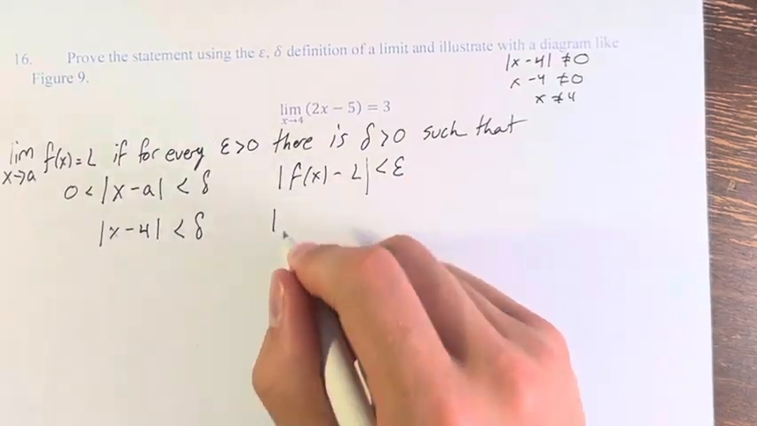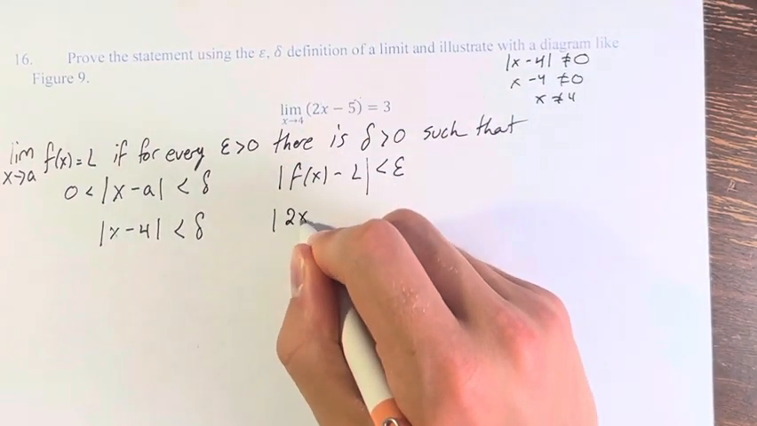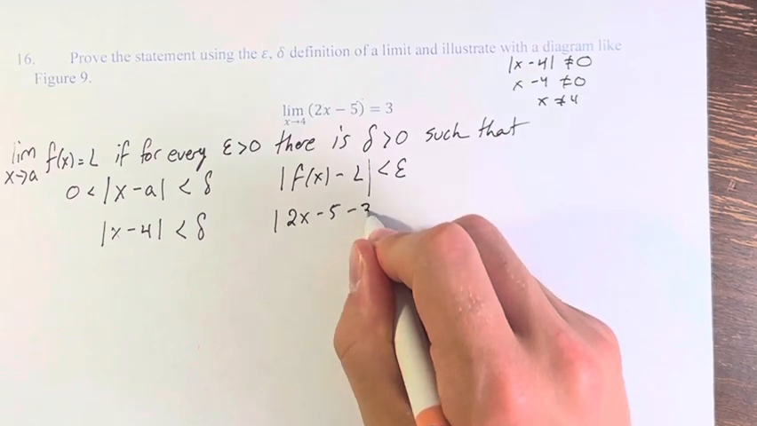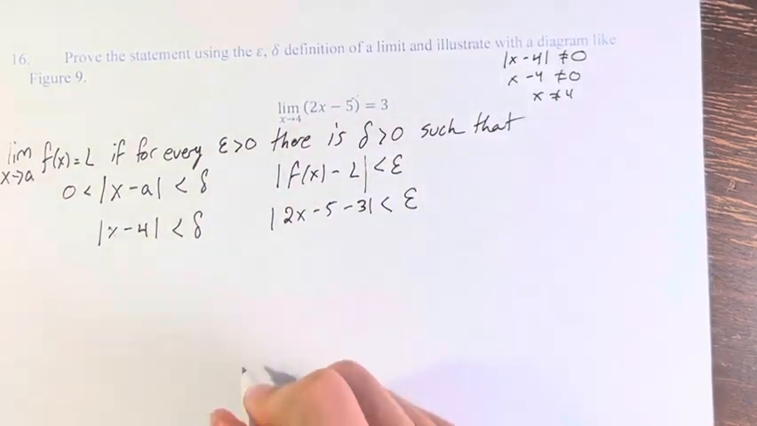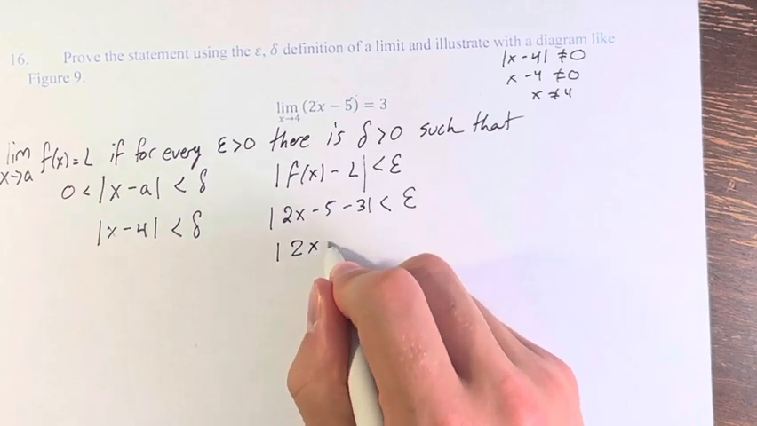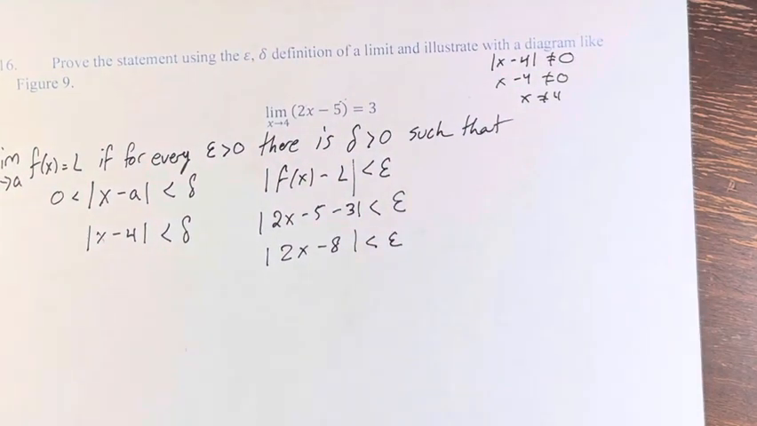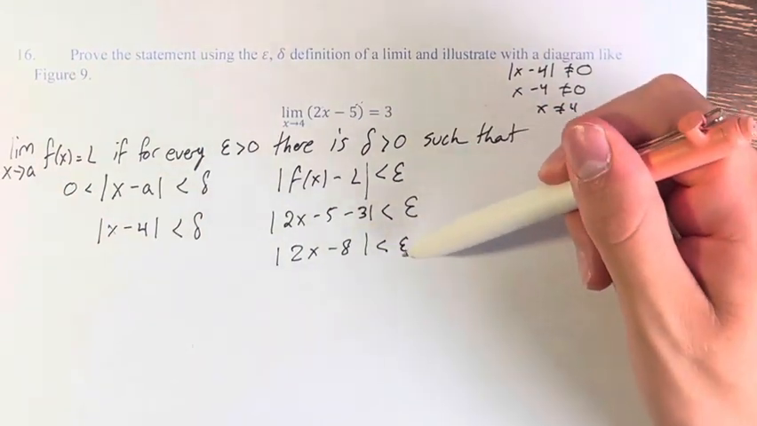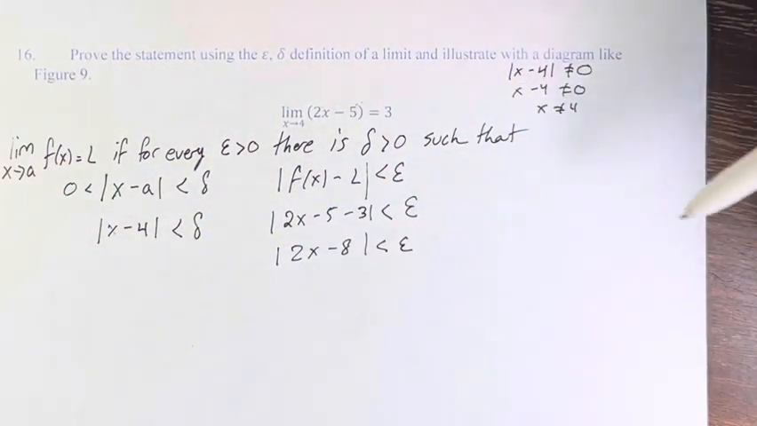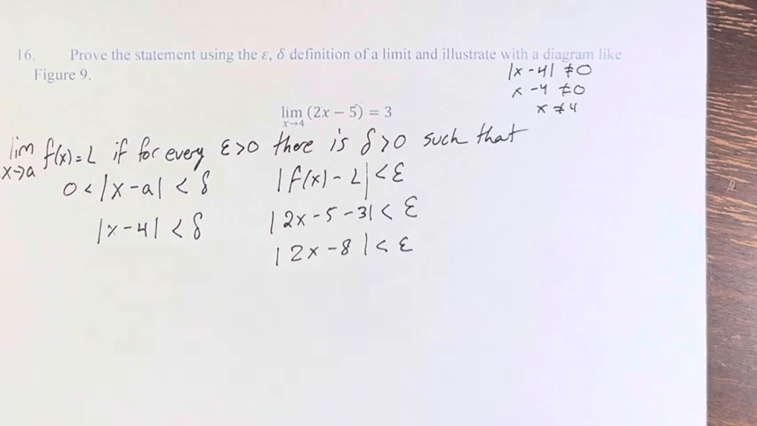We can also say that f of x, which we see here is 2x minus 5, minus L, which is 3, is less than epsilon. Therefore, the absolute value of 2x minus 8, simplifying it, is less than epsilon. And we have to prove that for any epsilon we put in, there is an associated delta. So to do this, we have to get a relationship between these two.